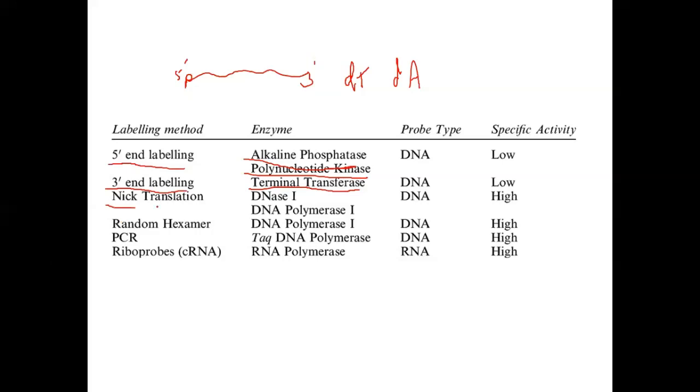And then you can do a nick translation as we saw. First, you have to cleave it with DNase 1, and then the DNA polymerase 1 extends the nick by adding any radioisotope labeled dATPs or dNTPs. Then you can also use random hexamer, you can use PCR probe, you can use riboprobes for RNA molecules.